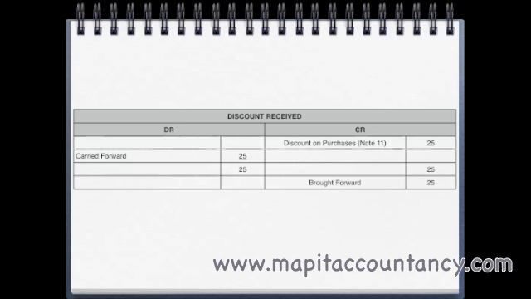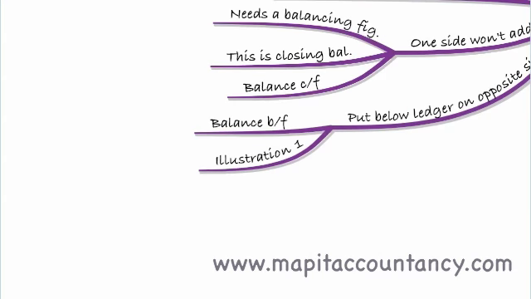We also need to deal with our discount received. We had our discount on our purchases for 25. That gives us the total on our two columns of 25, and that gives us a carried forward debit of 25, brought over to the other side for a brought forward credit of 25.